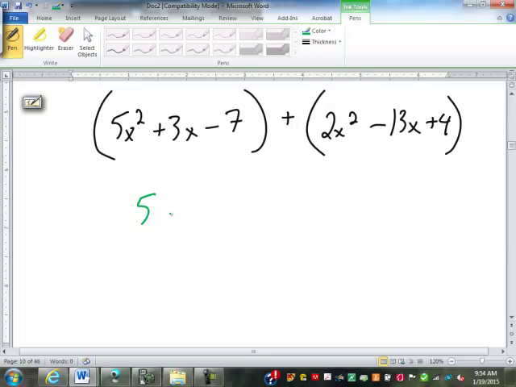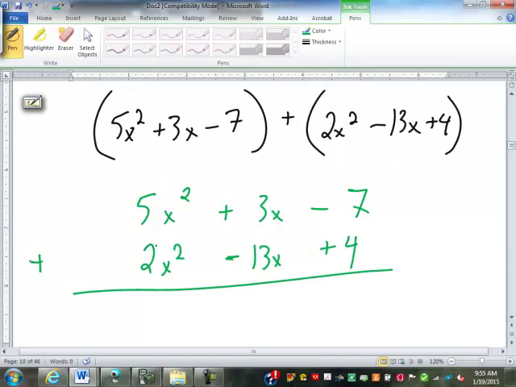We could actually do this just like we do whole numbers. We write out one number on top, and then we put the other number below it, lining up the digits, lining up the place values. So the 2x squared goes under the 5x squared. Negative 13x goes under the 3x. The 4 ones goes under the negative 7 ones. And now we can add.